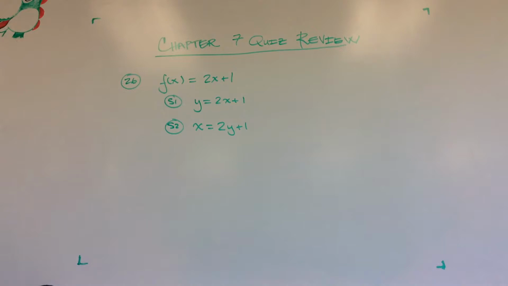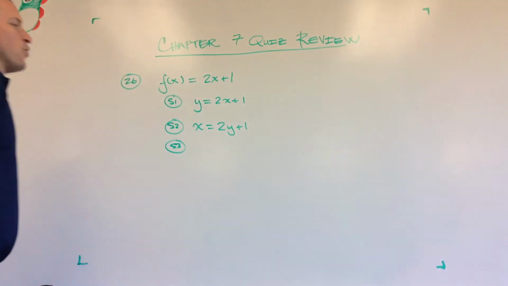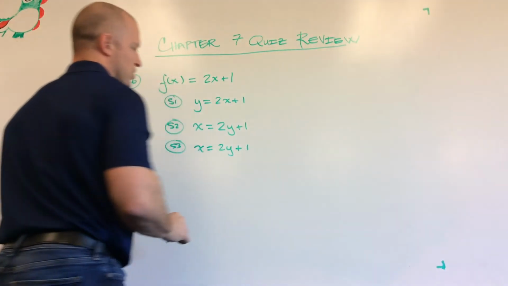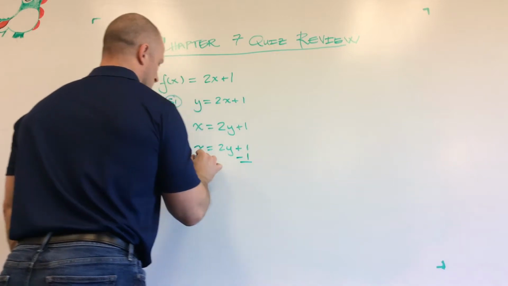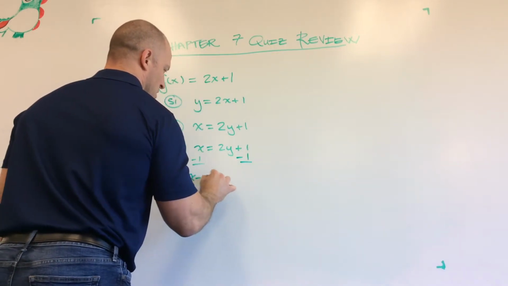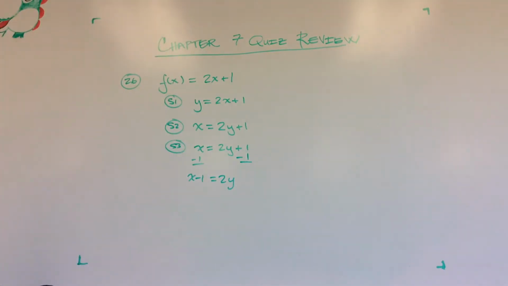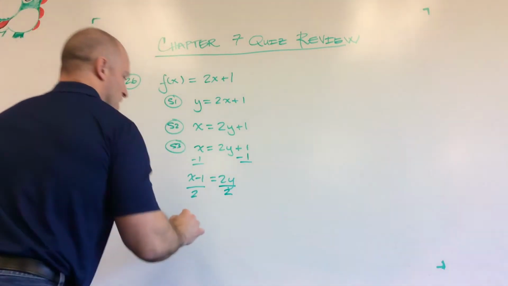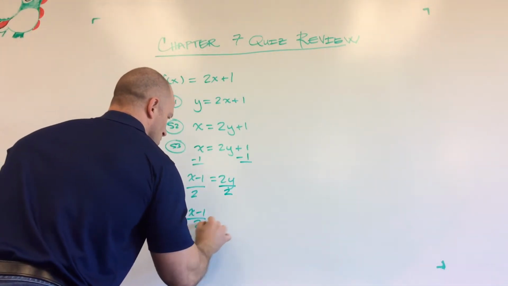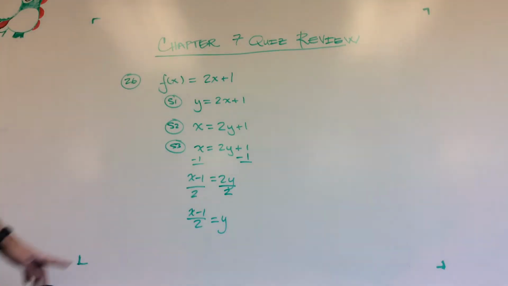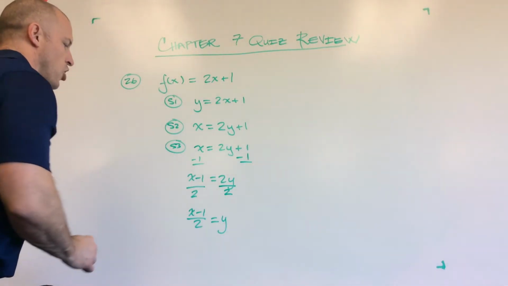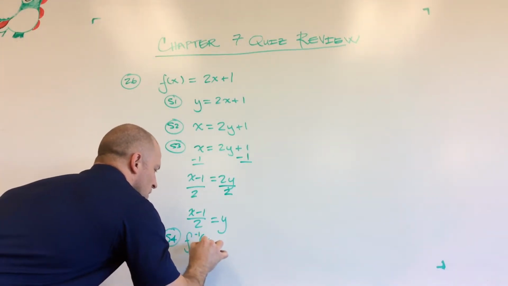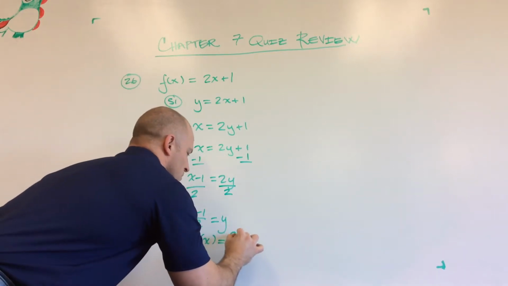In step 3, we're now going to solve for y again. So we'll take this equation and solve for y, which means we need to isolate y. So we'll get x minus 1 equals 2y. Divide both sides by 2, and we get x minus 1 over 2 equals y. Step 4, we're just going to rename this and call it f inverse. So step 4, we'll say f inverse equals x minus 1 over 2.